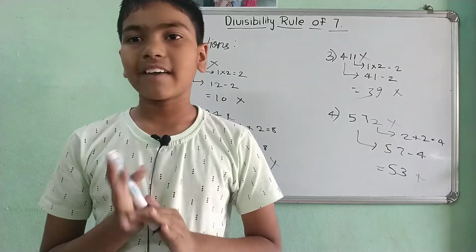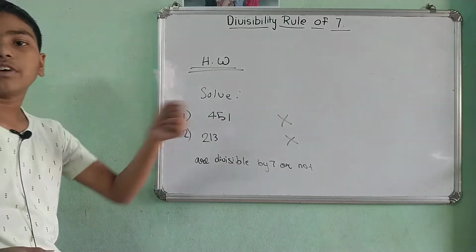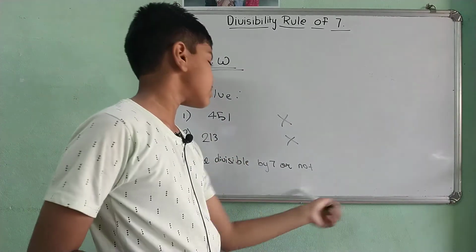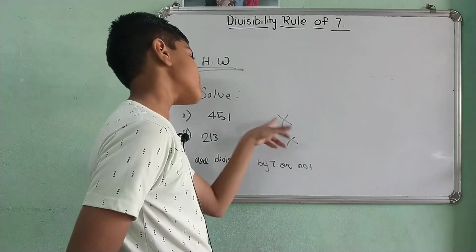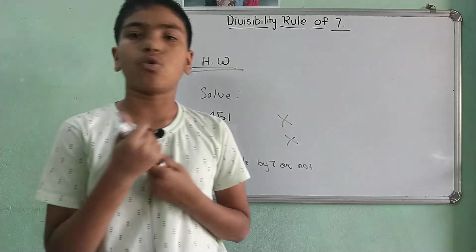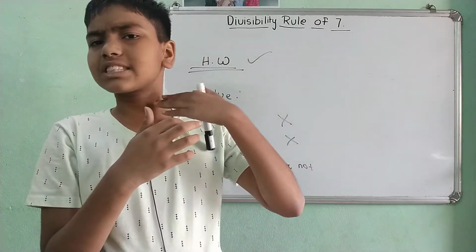Just the homework I will list for you today. So this is your homework: 405 and 213, divisible by 7 or not. The answers are not, but you have to say how they're not. Okay, and that's your homework for today. And that's the easiest rule.